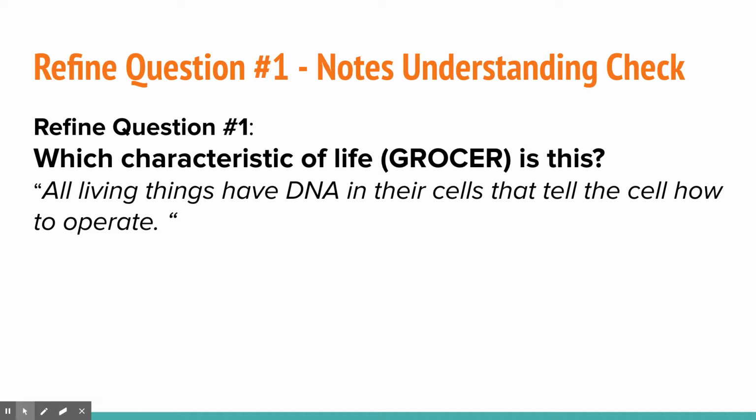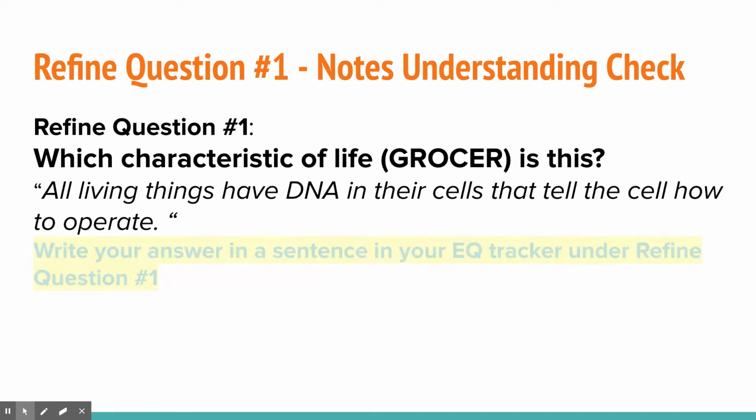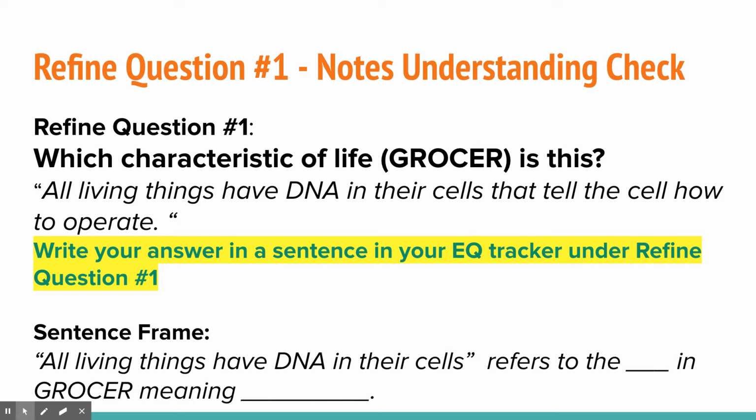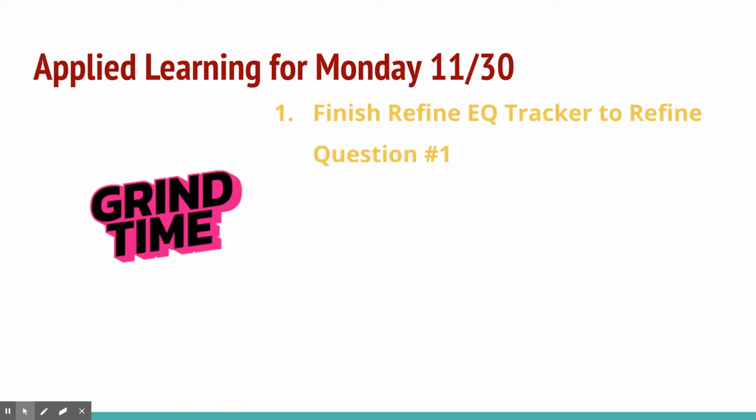You can go back into the slides or go back in the video where I'm going through what the different things mean to answer it, and there is a sentence frame to help you with this. So all living things have DNA in their cells refers to the blank, and GROCHER meaning blank. So you want to make sure that you answer this. This is refined question number 1. And then our task for today is just answering your tracker all the way to refined question number 1.